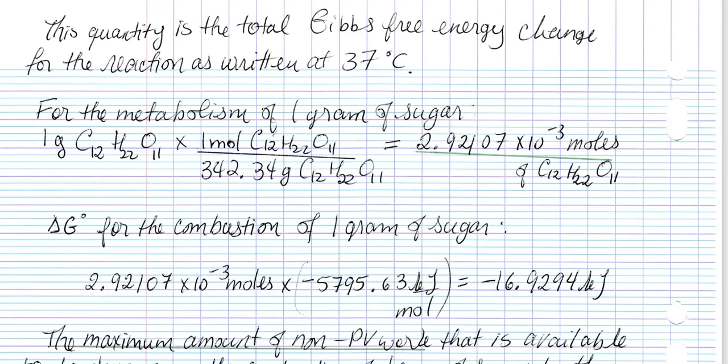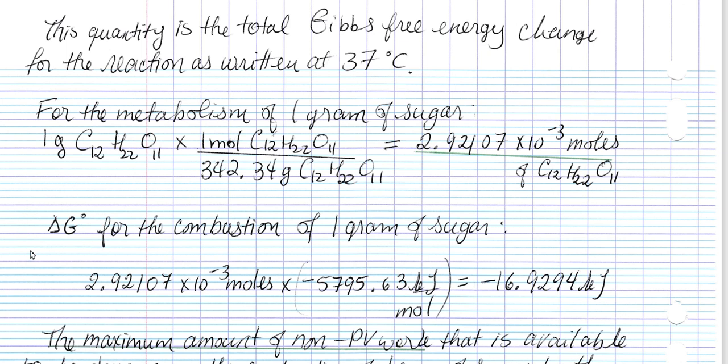The quantity that has therefore been computed is the total Gibbs free energy change for the reaction as written at 37 degrees Celsius. Now, for the metabolism of 1 gram of sugar, what is done is computation of the molecular weight of the C12H22O11 molecule and figuring out how many moles that represents. So 1 gram of this molecule divided by its molecular weight equals the moles. It's a very small amount of moles of the sugar molecule.